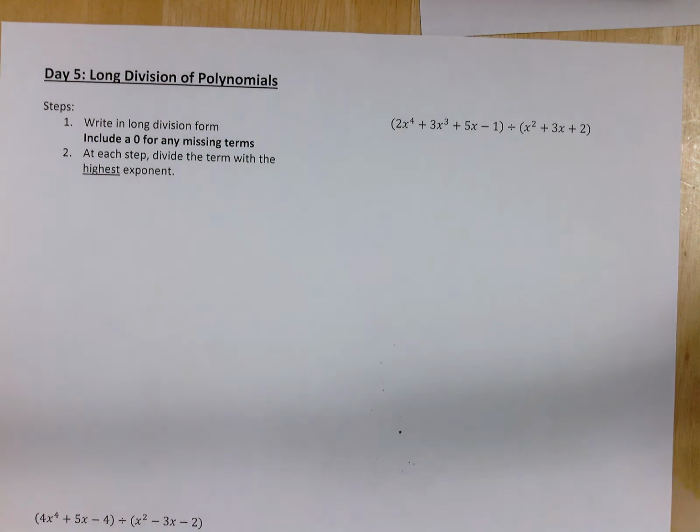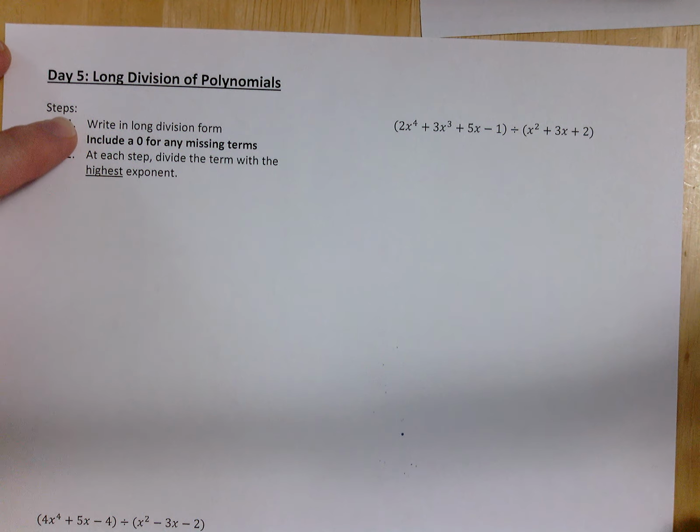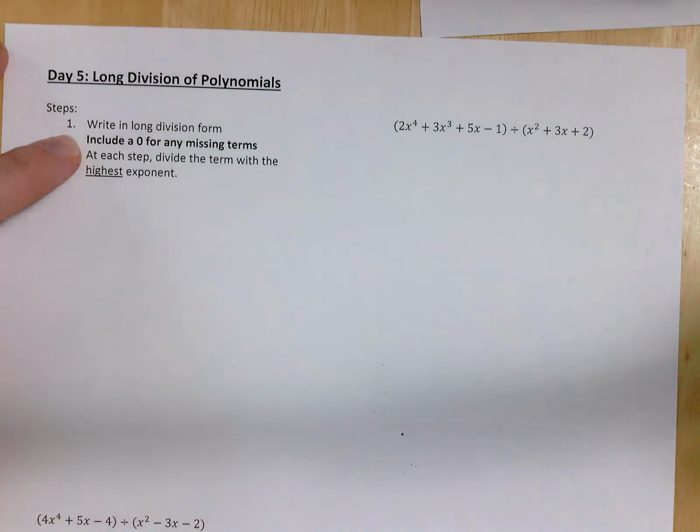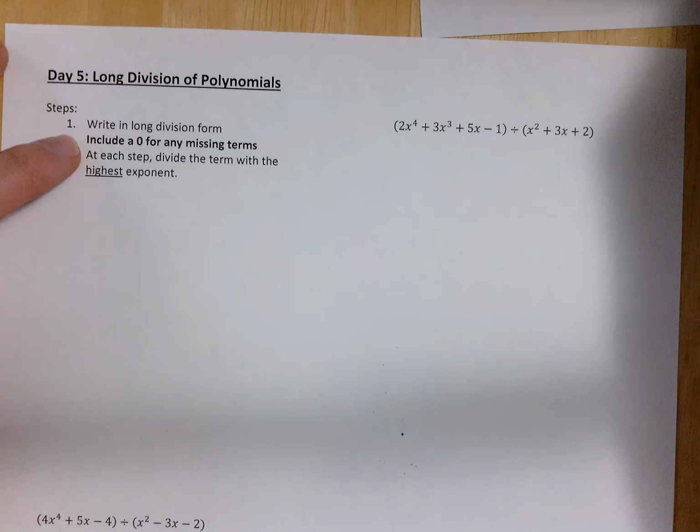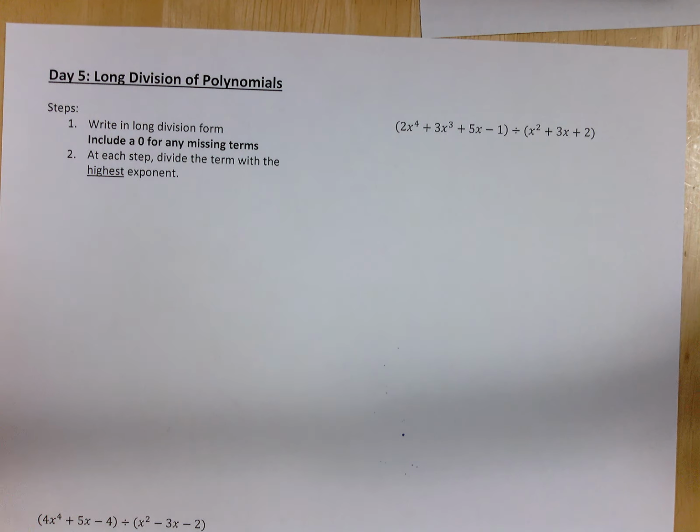Okay, all right, so let's take a look at how this is going to look with polynomials. It's going to be very, very similar. So the first thing that we're going to do is write your problem in long division format. Okay, and it's really important that you include a 0 for any missing terms. Okay, we basically just use it as a placeholder. All right, but it's really, really important. It'll totally screw you up if you don't. Okay, and then at each step, you need to divide the term with the highest exponent. Okay, so you'll see what I mean in just a second.